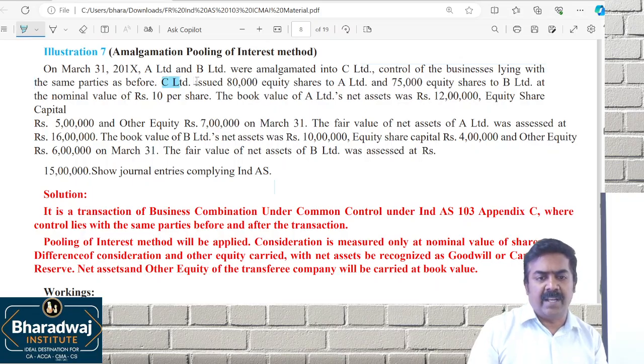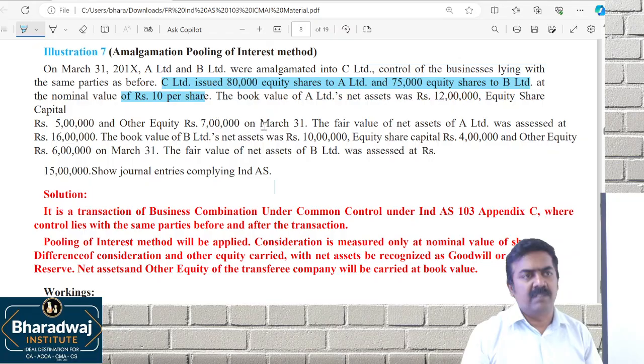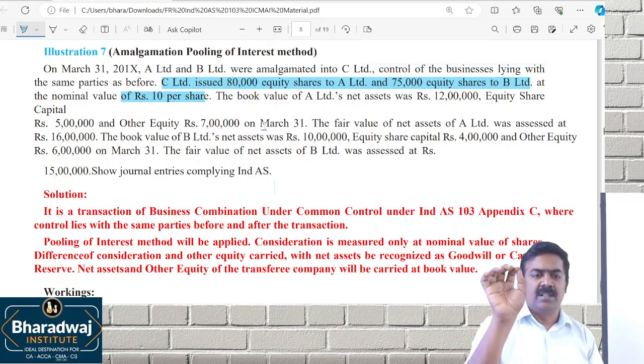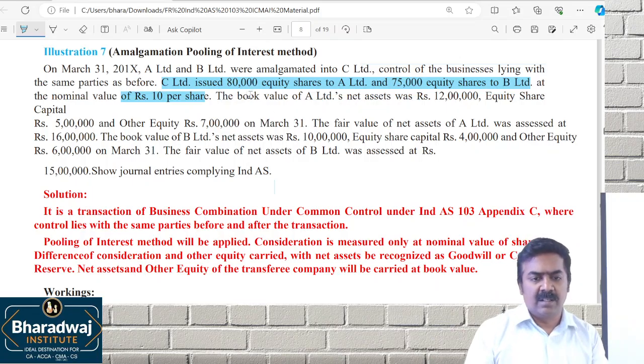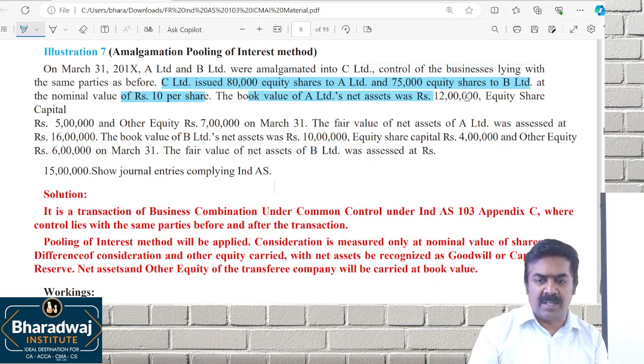C Limited issued 80,000 equity shares to A Limited and 75,000 equity shares to B Limited at a nominal value of 10 rupees per share, which means purchase consideration is 80,000 into 10 for A Limited, 75,000 into 10 for B Limited. Book value of assets of A Limited is 12 lakhs. Equity share capital is 5 lakh, other equity is 7 lakhs. This is for A Limited.